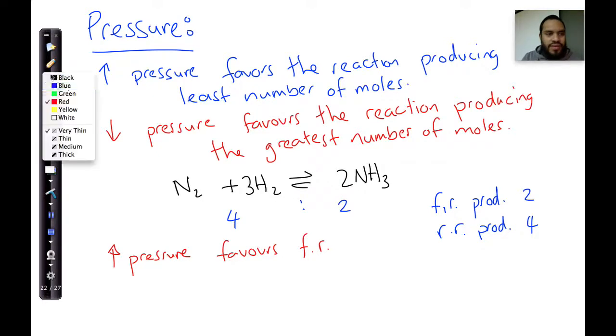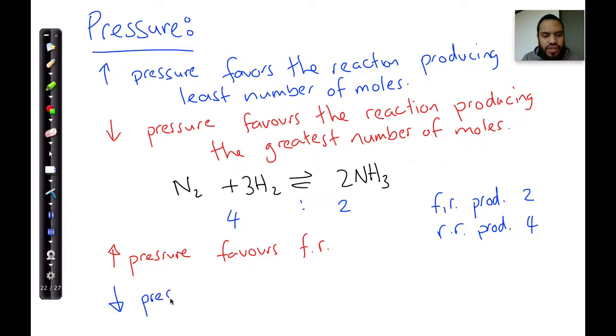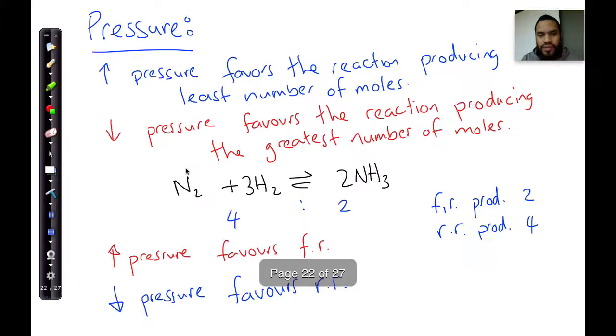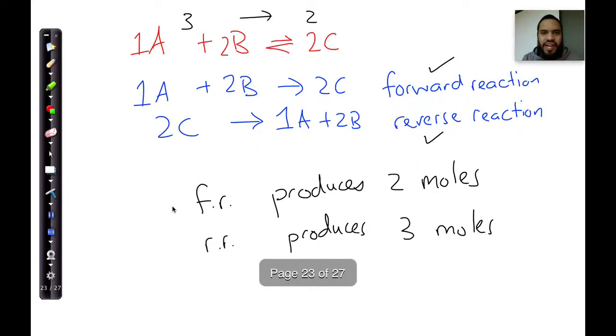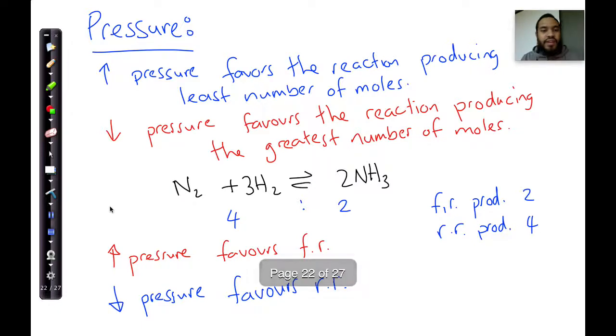What about decreasing the pressure? If I ask you what happens when I decrease the pressure, clearly you're going to say a decrease in pressure favors the reaction making more moles, and in this particular case it's going to favor the reverse reaction, because the reverse reaction makes 4 moles. Please rewind and replay as many times as you need. It's sort of the same case as the hypothetical situation, but remember, it's going to be different for each equation. Finally, we're going to need to talk about temperature in the next video.